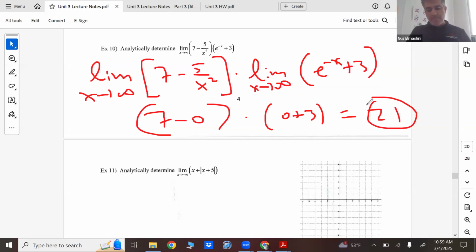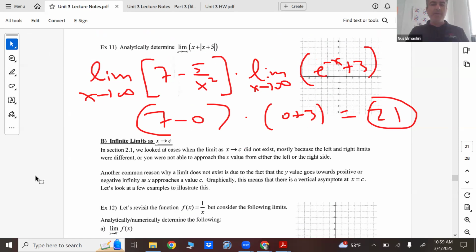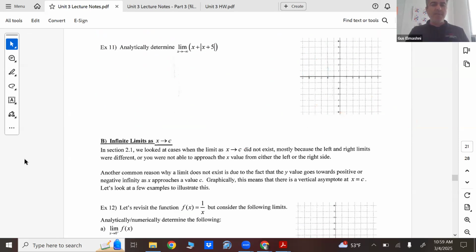Once I get through example 13, then we'll stop our notes for today. Okay, questions so far? No? Okay, let's keep moving. All right, here's what I'm going to do for this one. Write this as a piecewise function. So you can write it like this.